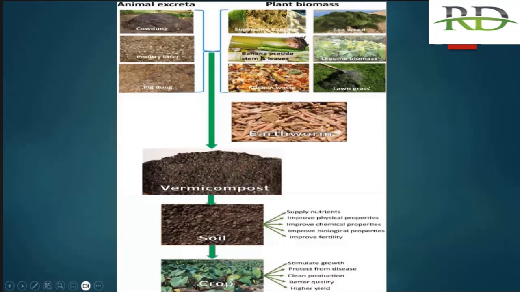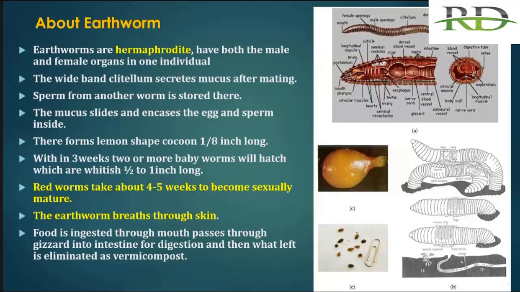So before that, we should know about earthworms. Many have known about earthworms, but a few things I want to discuss in this forum. Earthworms are hermaphrodite. It means one individual has both the male and the female organs. The clitellum secretes mucus after mating. The mating process happens in the same portions itself. Sperm from another worm is stored there. One worm releases sperm into another worm, and it is stored there.